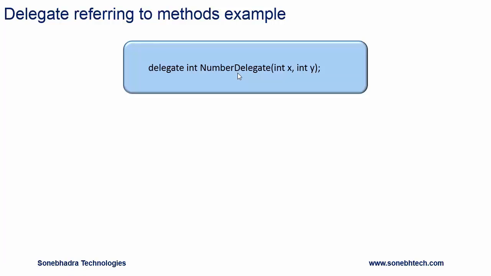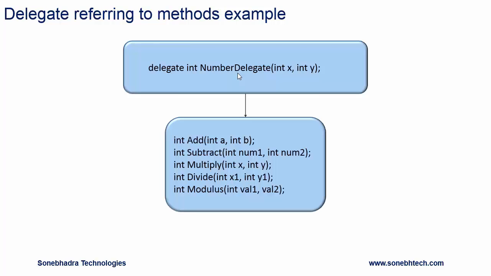Okay, let's see some methods which it can refer. So here we have method add, subtract, multiply, divide, modulus. All of them have two parameters of type int and the return type is int. So delegate number delegate can refer to any of the method add, subtract, multiply, divide, modulus.